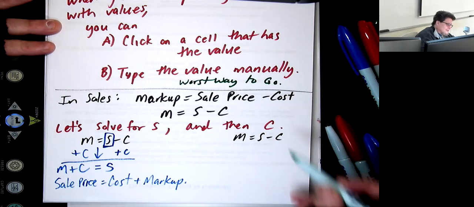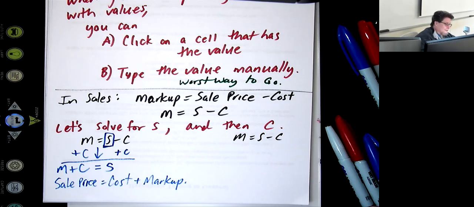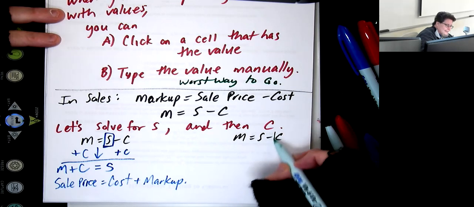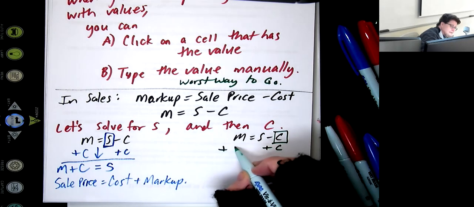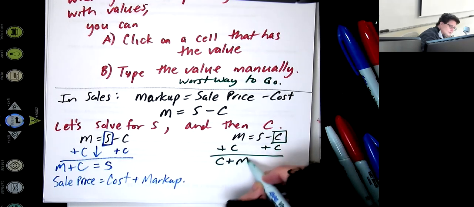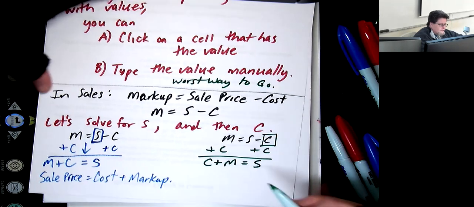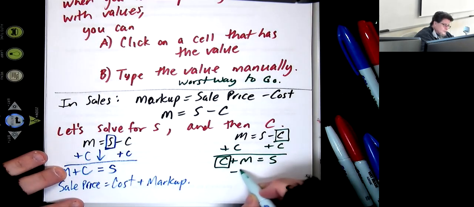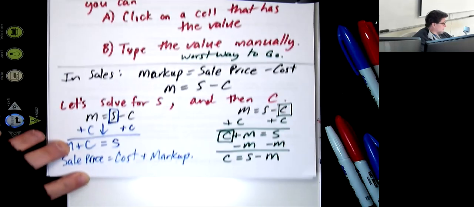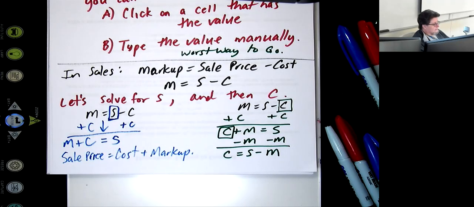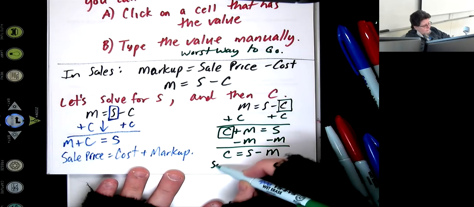All right, so if we wanted to solve for cost, maybe lively means being louder. If I want to solve for cost on this one, I want to get C by itself. I have two approaches. I hate dividing by a negative sign. What I'm going to do is add C to both sides. And I get C plus M equals S. I'm still solving for C, so I can subtract M from both sides. And I get C equals S minus M. Sales minus the markup.